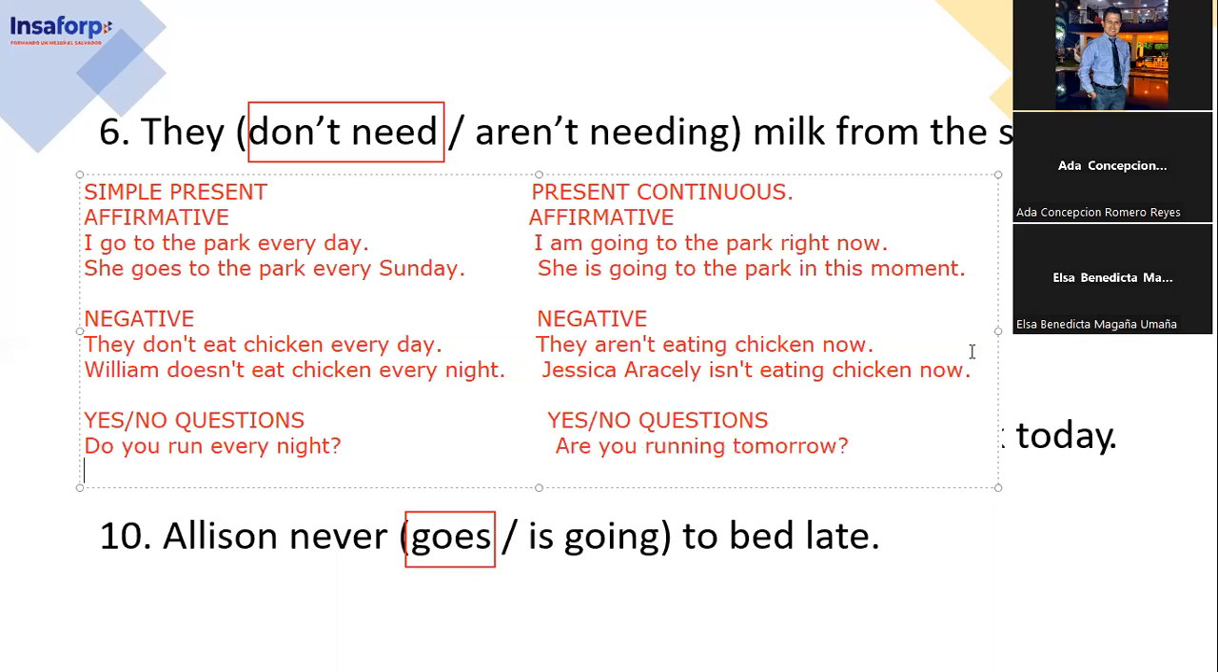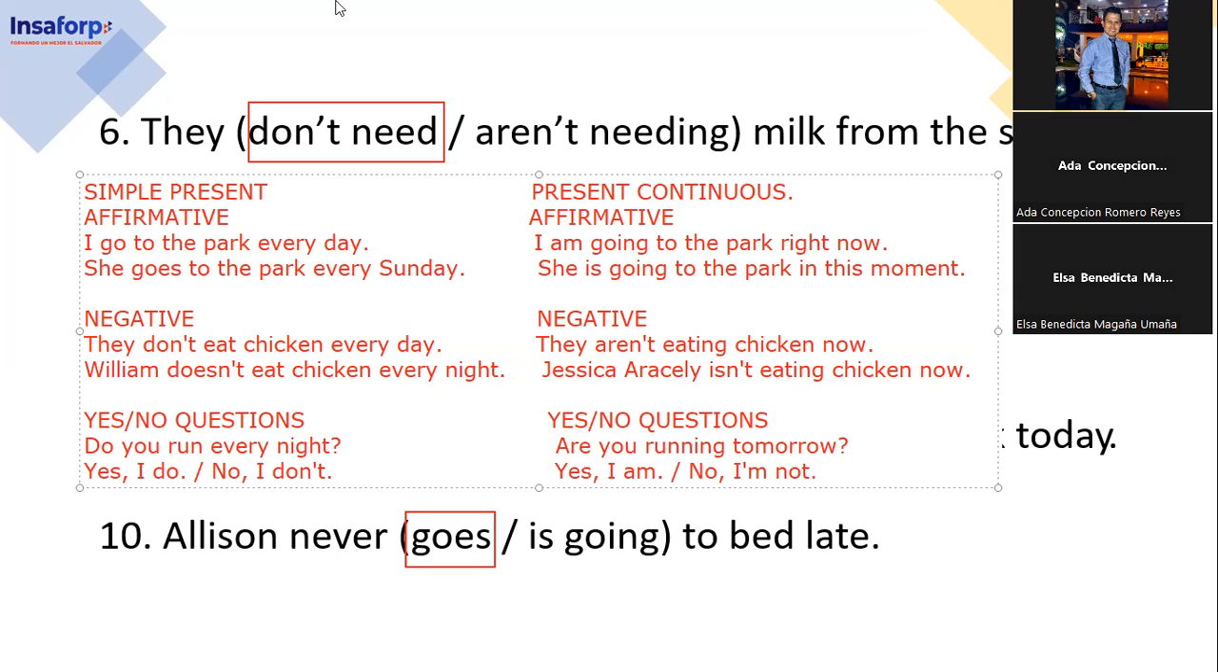And then you say, do you run every day? Yes, I do. Or no, I do not. I don't, right? Are you running tomorrow? Yes, I am, because it's the verb to be, right? Or no, I'm not. Or I am not, right?